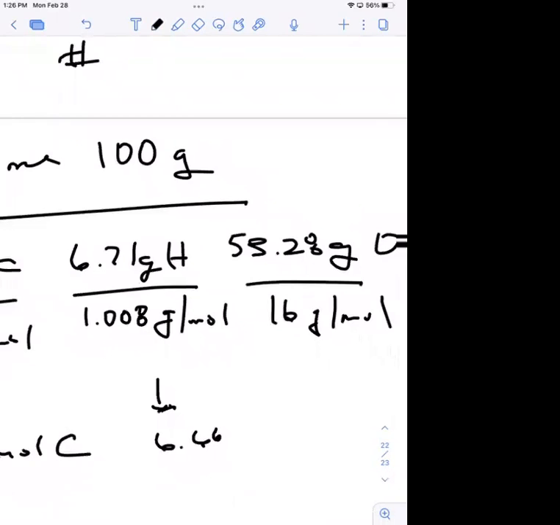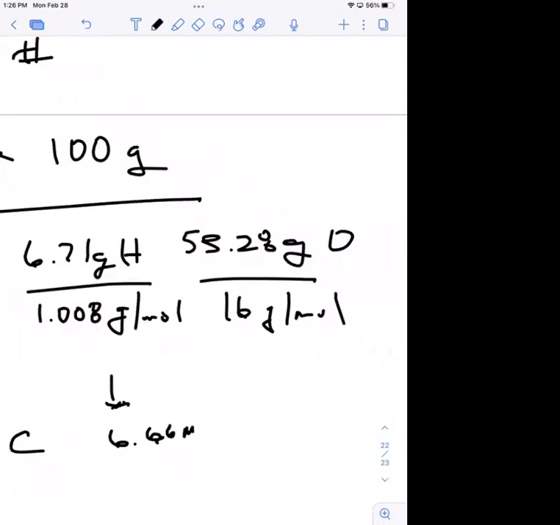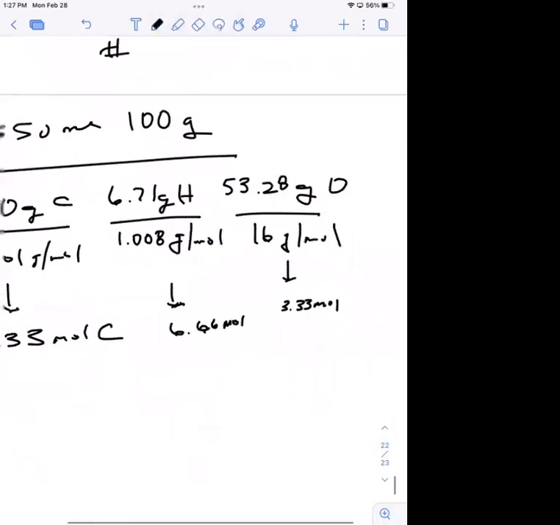Now, what about oxygen? Is that 53 or 55? My bad, it's 53.28. It's 3.33 again. So those are our numbers.